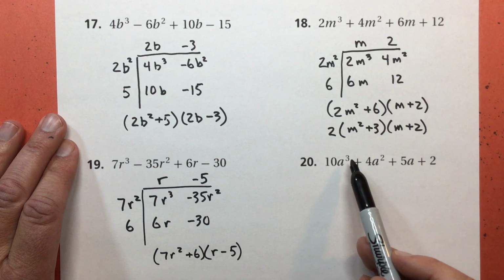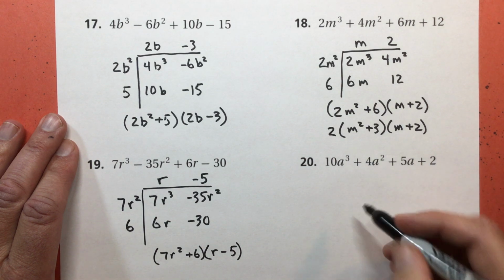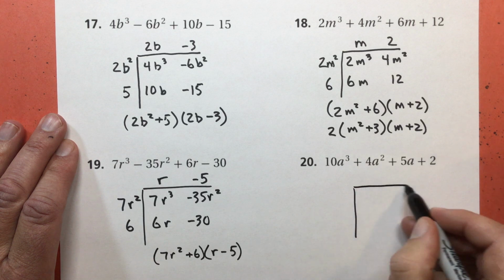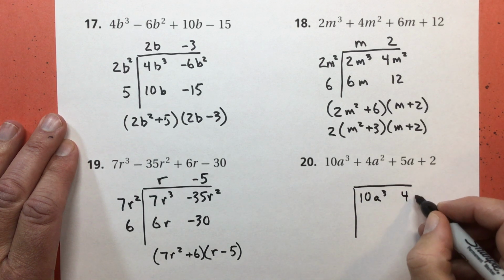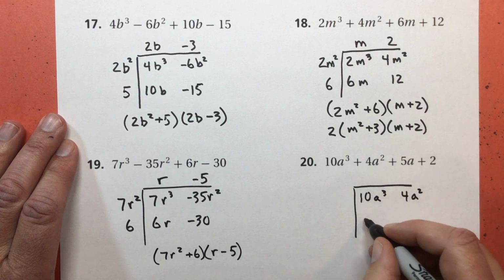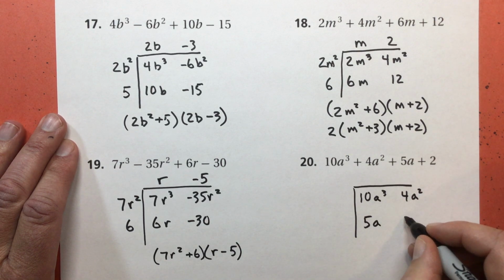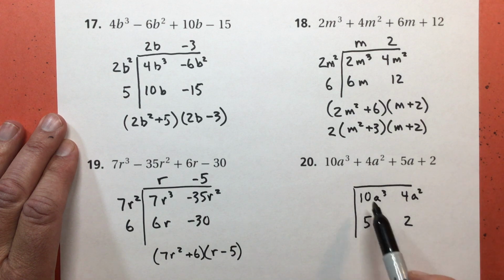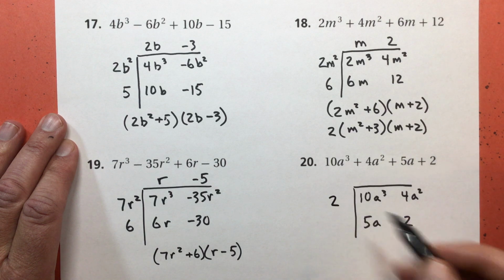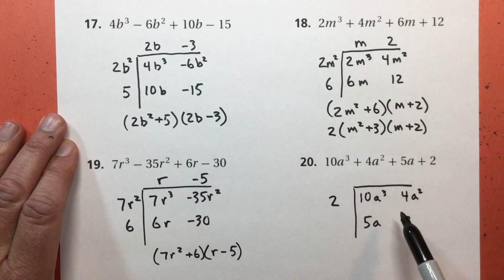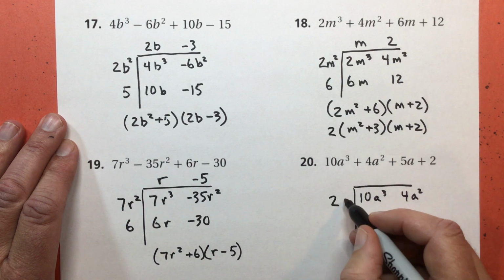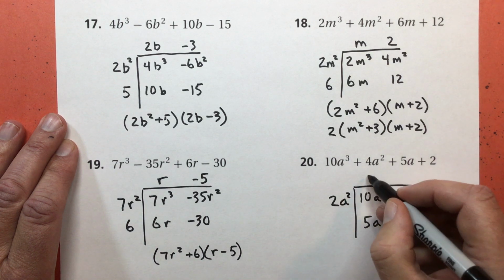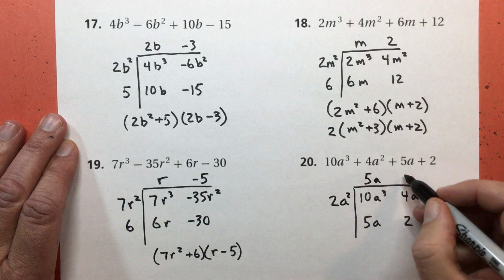Let's check the last one. 3, 2, 1, 0. It's in the order that I need it. 10a to the third power. 4a to the second power. 5 times a, and 2. What do these two have in common? This is 2 times 5, and that's 2 times 2, so they both have a 2. And hopefully you notice this pattern. I've got a times a times a times a. So I can bring out a to the second power. That leaves 5a here, and a 2 here.